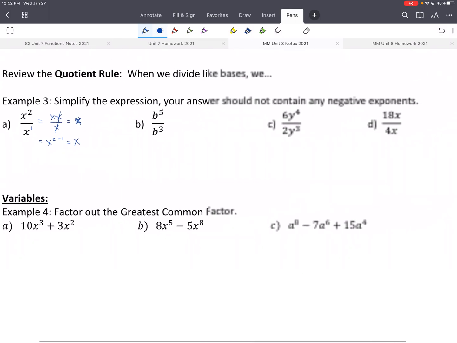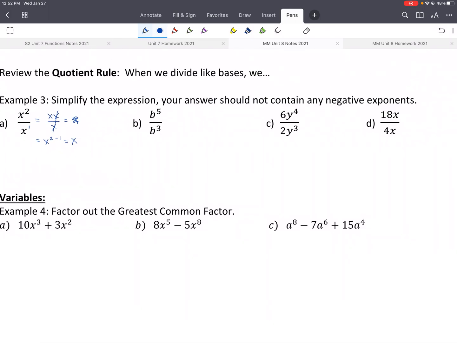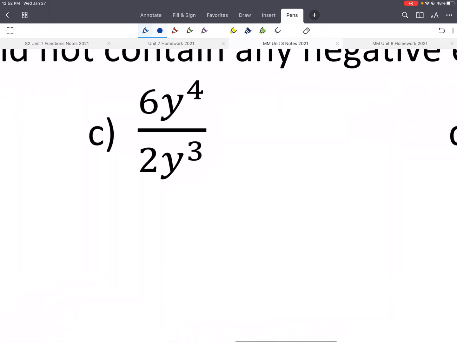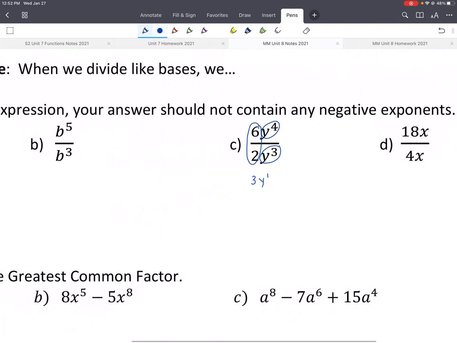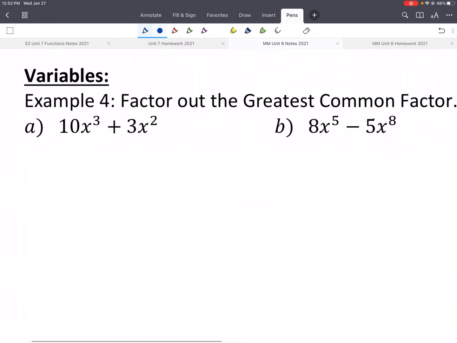We'll probably save the rest of those. If you want to practice those, you can. Or maybe we should do C, okay? So here, again, we want to simplify our fractions, our coefficients, just like we normally would. So 6 divided by 2 gives you 3. And then we have y to the 4th over y to the 3. That's 4 minus 3 gives you 1. All right, so we'll do some more examples like doing the problems.